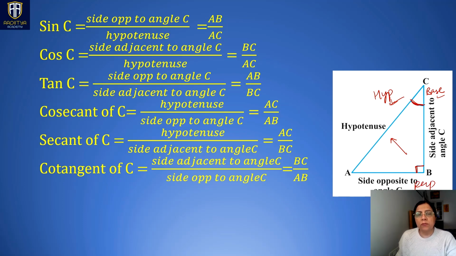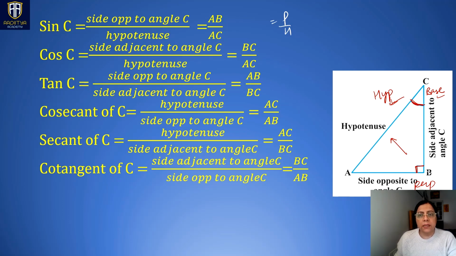Fine. So now if we come to the ratios, sine of C is the side opposite to angle C upon the hypotenuse, or perpendicular upon hypotenuse. Perpendicular is AB upon AC. Then we have cos of C.